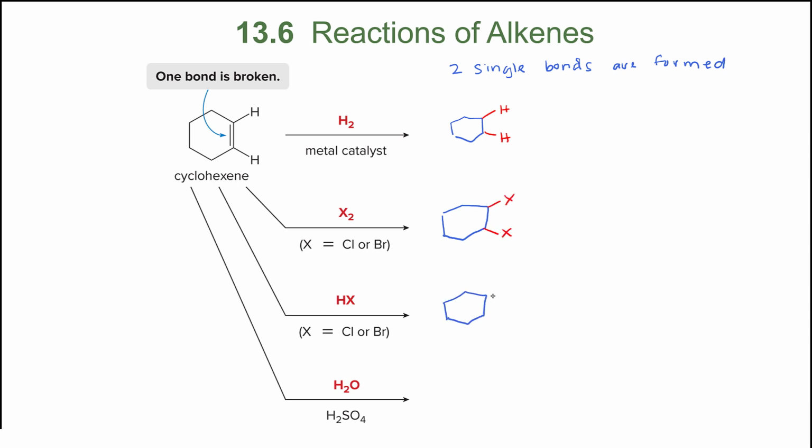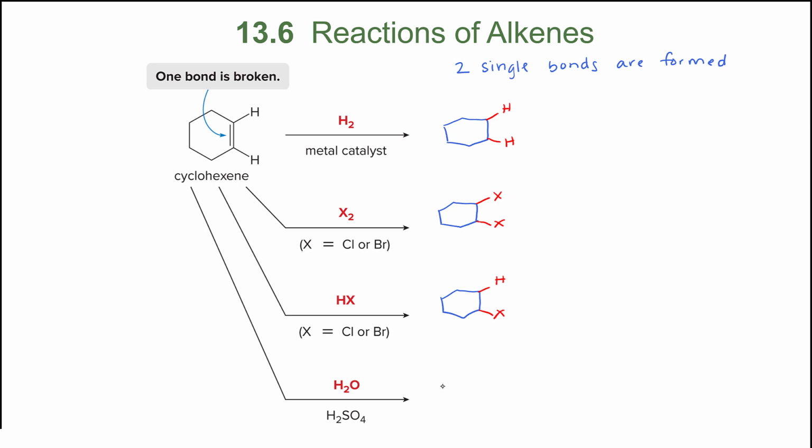Cyclohexene with HX, we're going to replace one of the bonds with H, and the other one gets the X. So again, the double bond goes away, we get an H and an X across the double bond. When we react cyclohexene with acid and water, we're going to add, you can think of it as HOH. One carbon will get the hydrogen, the other one will get the OH. So we're going to form an alcohol in the process.